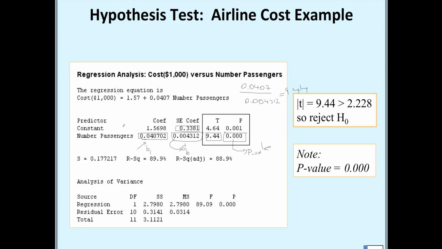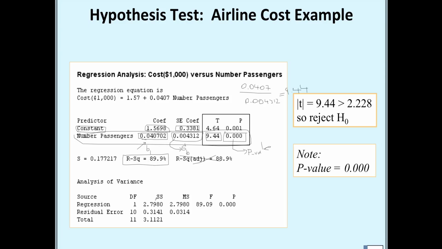You can do the same thing for the intercept. An intercept's name in Excel is constant. That's the intercept, 1.5698, which is 1.57 for our model. You can do the same thing, but it's not important. Usually you should only focus on the standard error of your slope to check if it is significant. Another interesting thing is that R-square, 89.9%, is given to you. Again, adjusted R-square is none of our business.